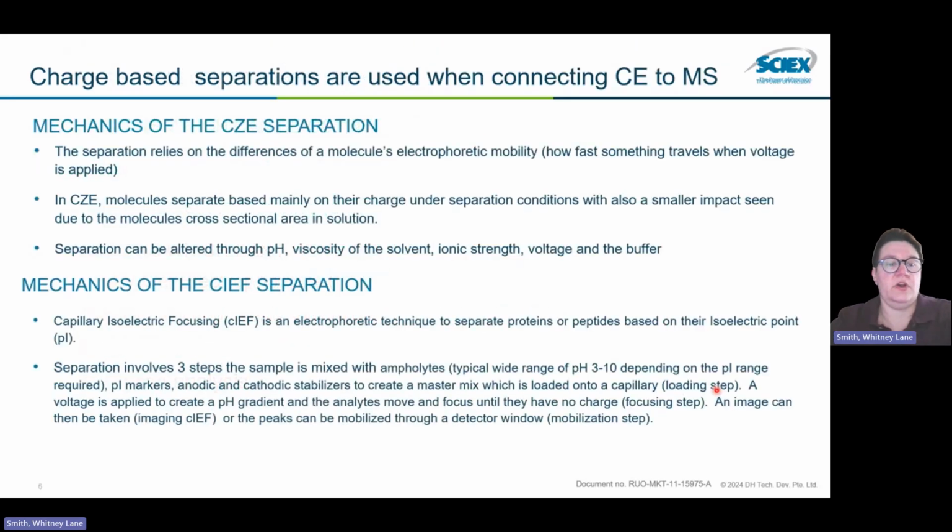So how does CZE work? CZE is a separation based on the molecules' different electrophoretic mobility, which is how fast does my molecule move under a certain electric field. Basically, it would be like saying I have a Ferrari and I have a Fiat on the road, and I'm giving the same amount of gas. Which one's going to go faster? The Ferrari has a bigger engine, so it's going to go faster. So molecules with a higher electrophoretic mobility are going to move faster in the capillary.